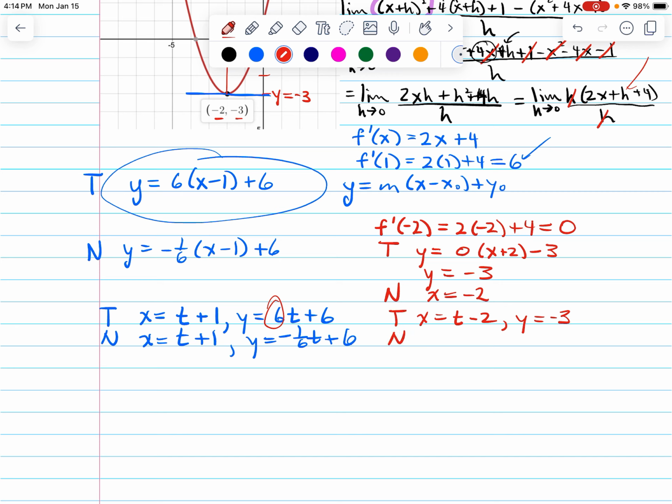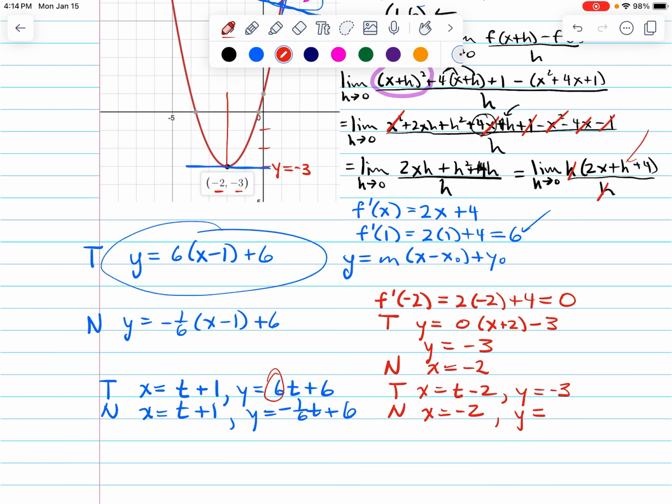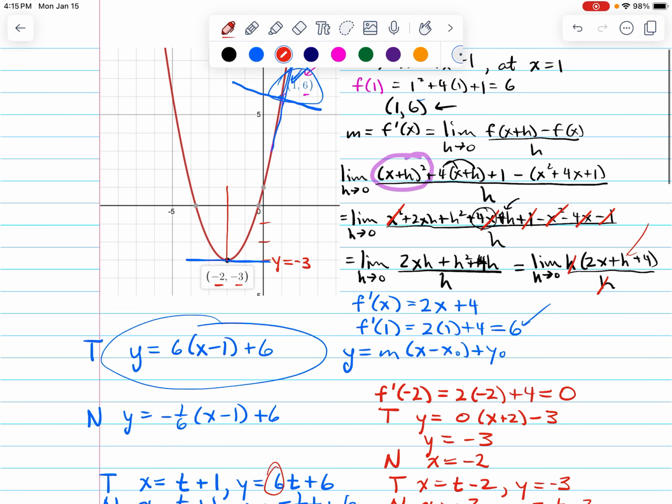Now, let's think about the normal. The normal is just going to be x equals negative 2. And what is y? Well, y is, what is the slope? It would be t minus 3. So there you have it. This should take you to where you can complete your homework. And you can always text me, and I can add more to this if need be.